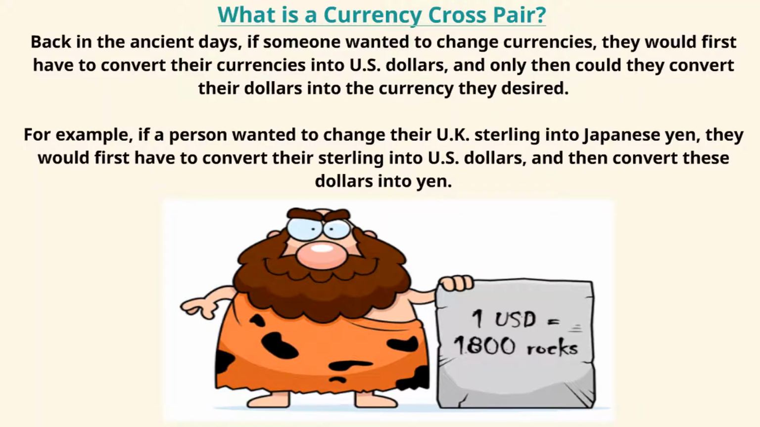What is a currency cross pair? Back in the ancient days, if someone wanted to change currencies, they would first have to convert their currencies into US dollars, and only then could they convert their dollars into the currency they desired. For example, if a person wanted to change their UK sterling into Japanese yen, they would first have to convert their sterling into US dollars, and then convert these dollars into yen.